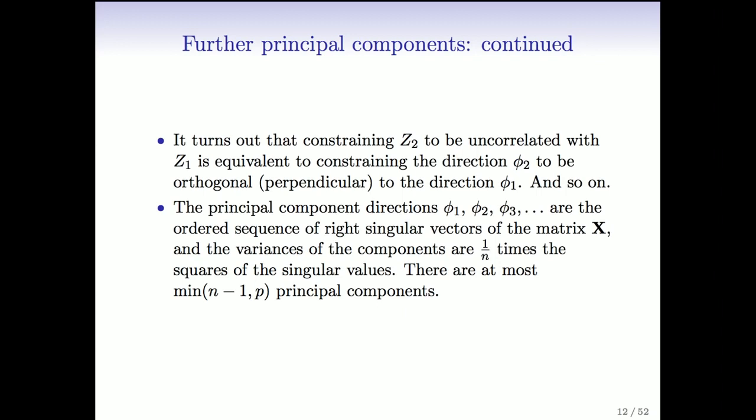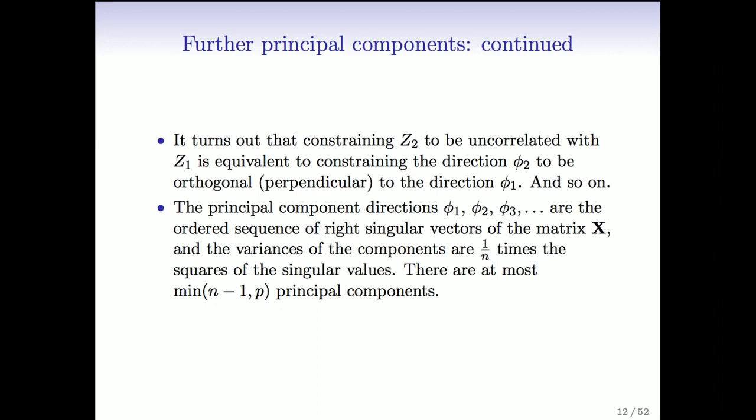Now, there's some interesting math that comes with this. It turns out that being uncorrelated also means that the phis that define the principal component as vectors, those are the loading vectors, right? So the phis for the second component define a vector that's orthogonal to the phis for the first component. It's just a property of the solution. And so we can characterize that lack of correlation as orthogonality of the phis.